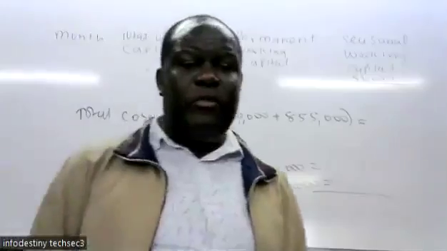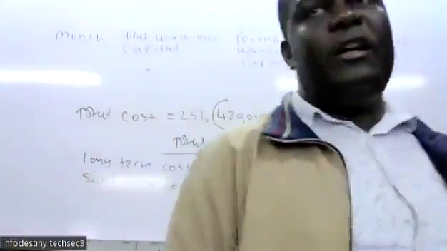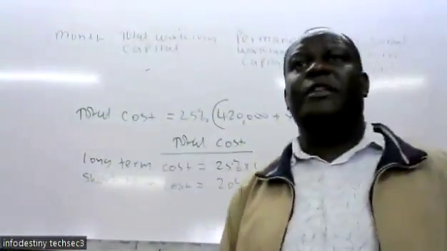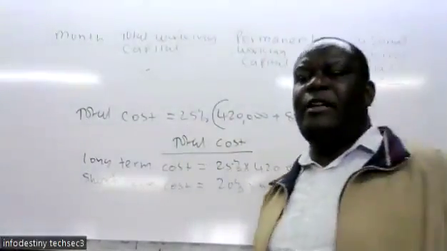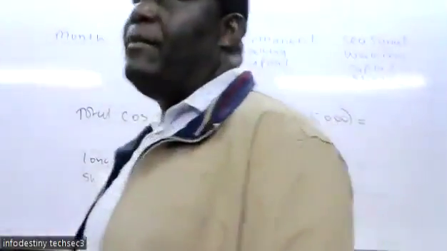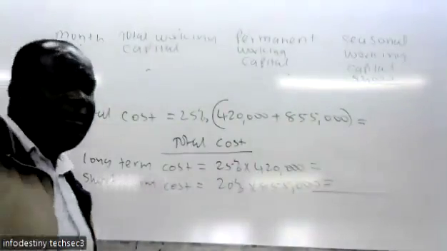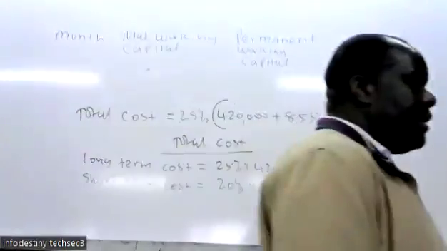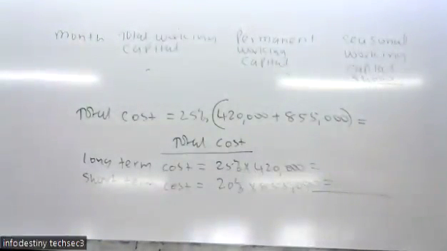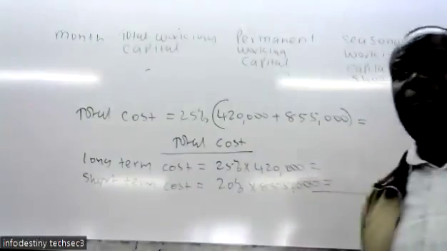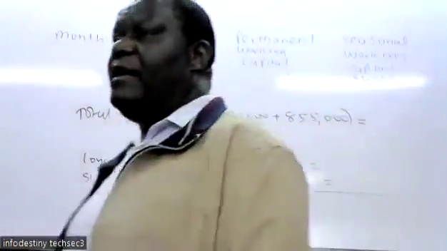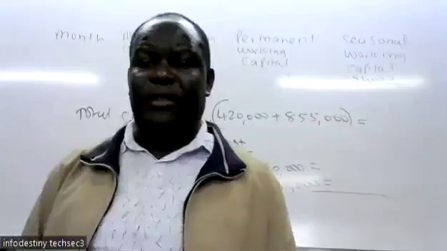So the policy you will adopt is where you incur low total cost. So which one has the lowest cost? Aggressive, matching, or conservative? Which one has the lowest? Aggressive. So we advise them to select the aggressive financing policy.